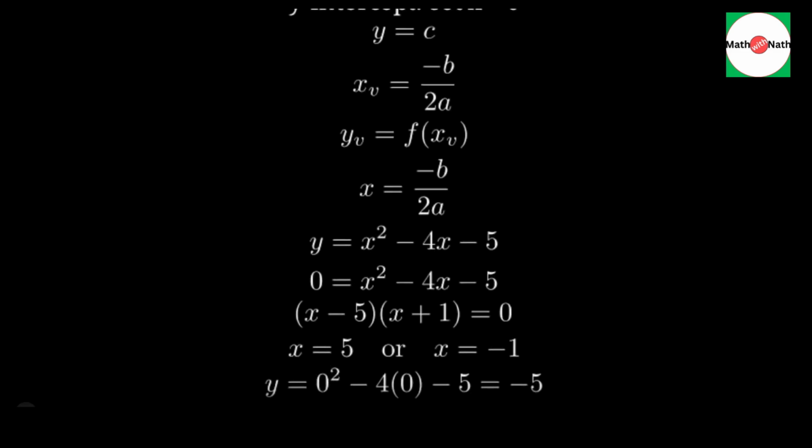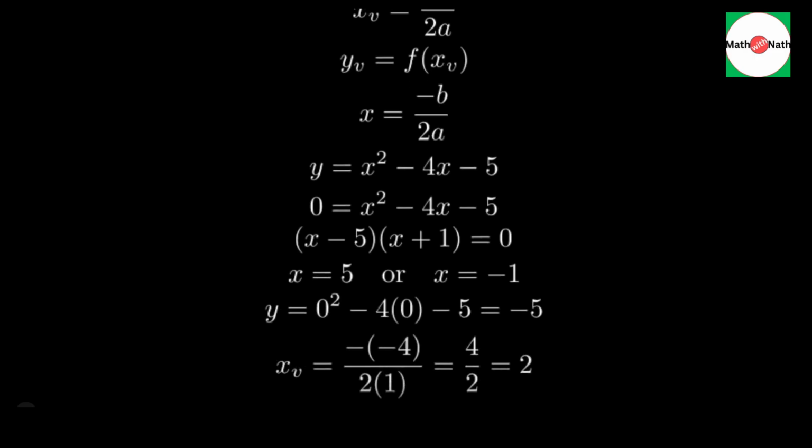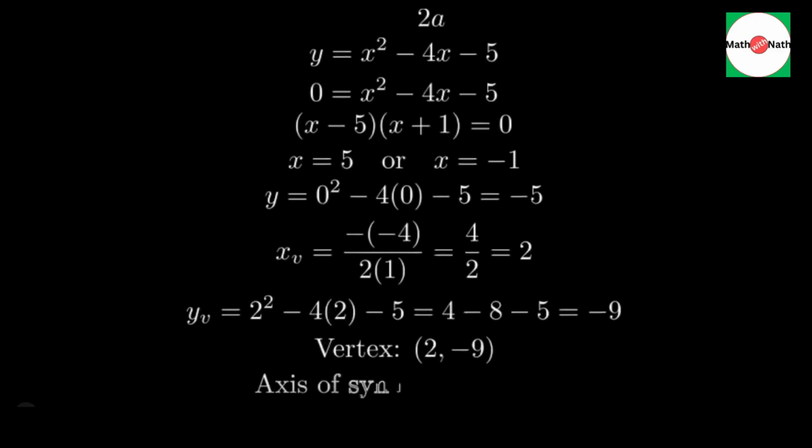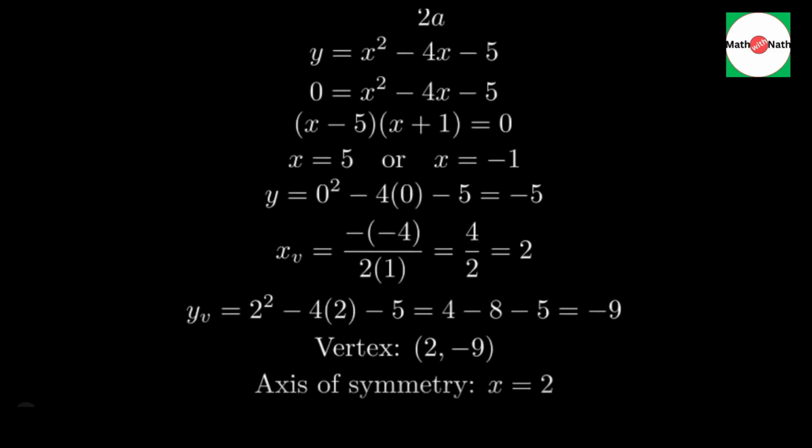Now for the vertex. The x-coordinate is negative b over 2a, which is 4 over 2, or 2. Plugging in x equals 2 gives y equals negative 9. So the vertex is at 2, negative 9, and the axis of symmetry is x equals 2.